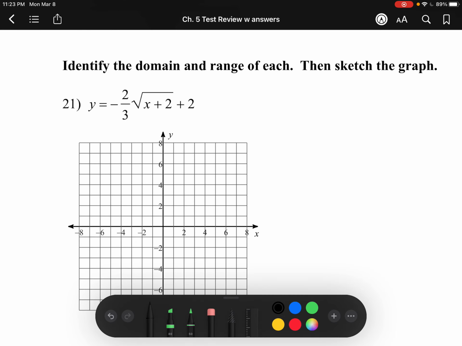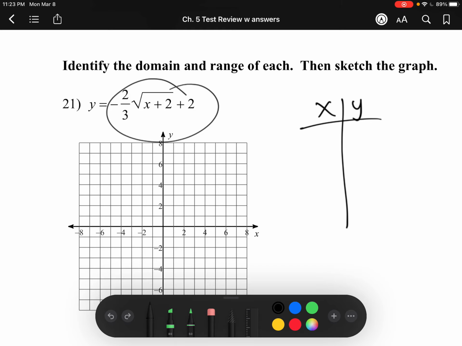This one, I'm just going to go straight into my XY table. I'm going to use my graphing calculator to help me out. All right, this has a lot of stuff, so taking all those steps and doing all that math is going to take a while. So I'm just going to go ahead and graph it: -2/3 times the square root of x plus 2, plus 2.